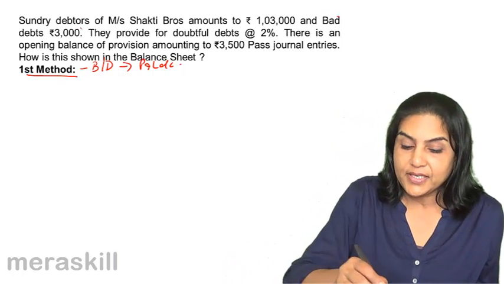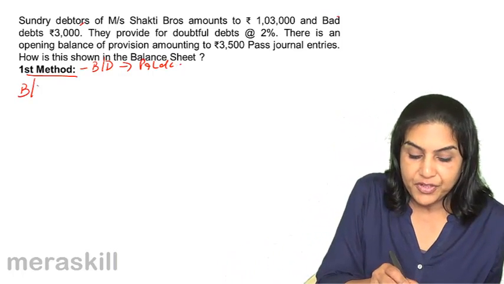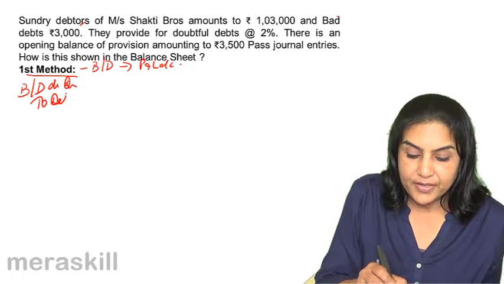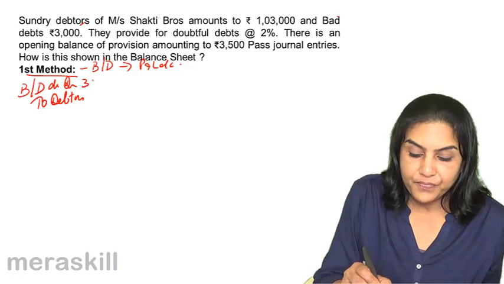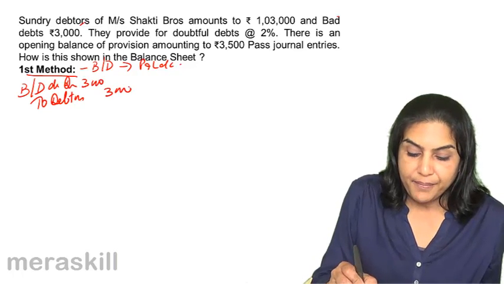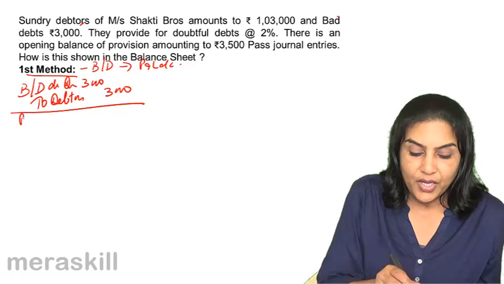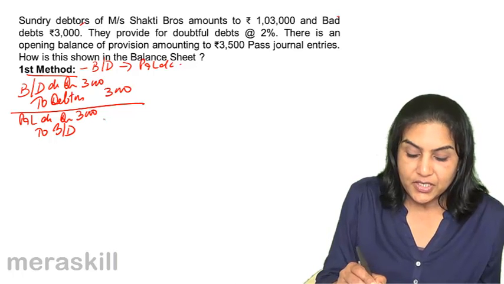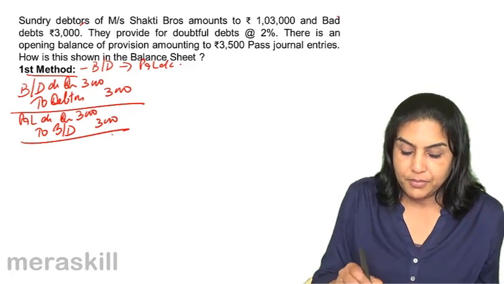Okay, so bad debts are 3,000. Let's pass the entry for that. Bad debt account debit to debtors 3,000. So in the first method, bad debts is directly taken to the profit and loss account, debit to bad debts, and not adjusted against provision.